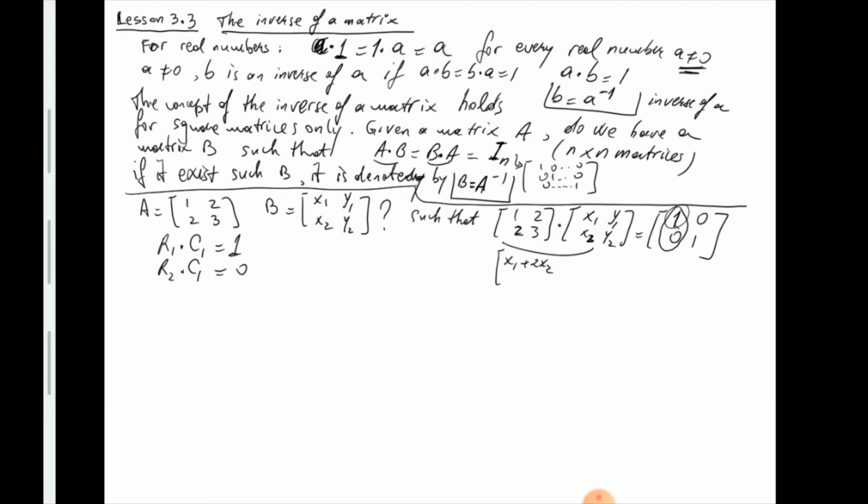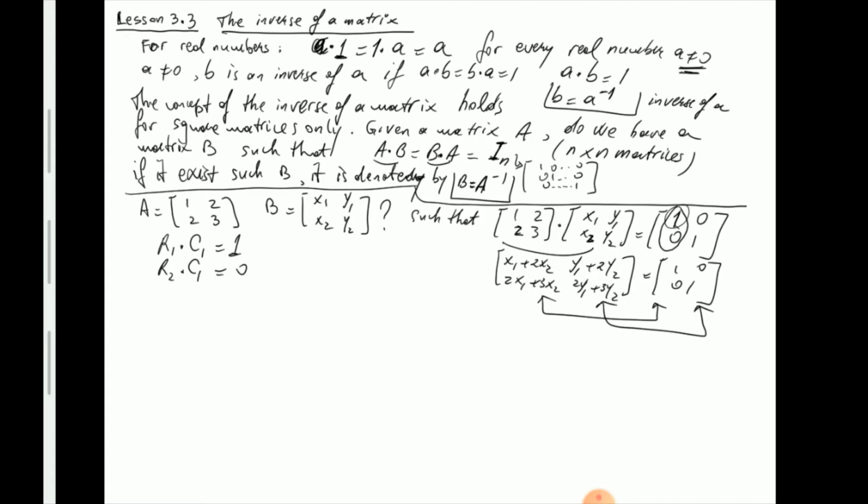So the second term on the first row will be 1 times y1 plus 2 times y2, and then the second row 2x1 plus 3x2, and finally 2y1 plus 3y2. This should be equal to 1, 0, 0, 1. So if you set the columns equal to each other from left and right, you obtain two systems, right?